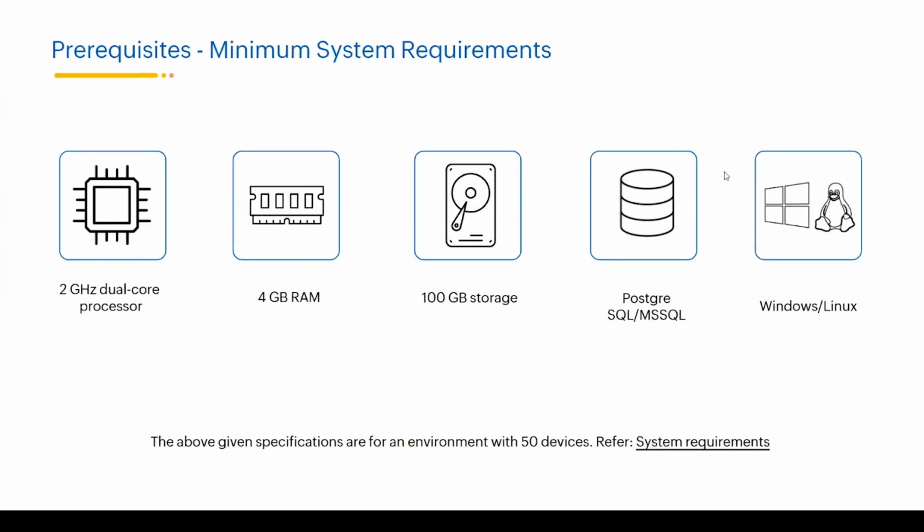So here I have listed some of the minimum system requirements for 50 devices for network configuration manager. So you should have 2 gigahertz dual core processor, 4 GB of RAM, 100 GB of storage, PostgreSQL or MS SQL database support, as well as Windows or Linux operating system. This is requirement for 50 devices only. If you want to manage more than 50 devices, you can visit the system requirements page of the network configuration manager, where we have listed the system requirements for up to 50,000 devices.